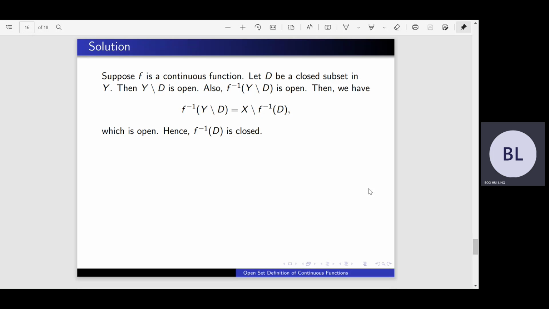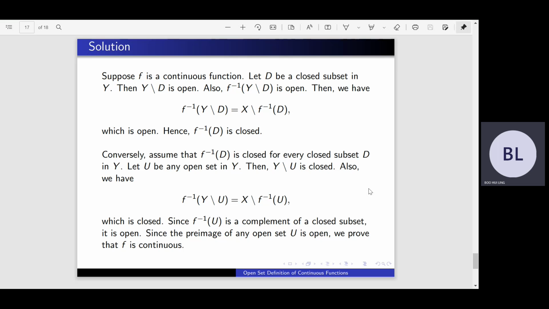Suppose f is a continuous function, and let D be a closed subset in Y. Then the complement of D in Y is open. And from the theorem, we know that f inverse of the complement of D in Y is also open. Then we have the f inverse of the complement of D in Y equals the complement of f inverse of D in X, which is also open. Hence, we prove that the f inverse of D is closed.